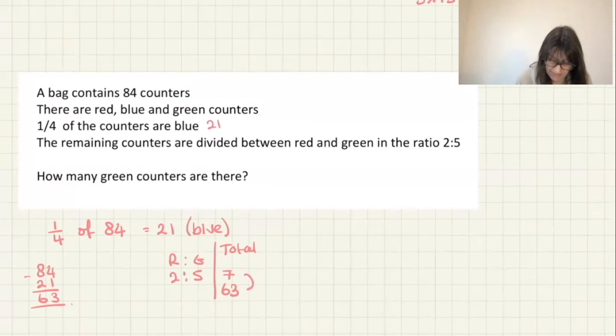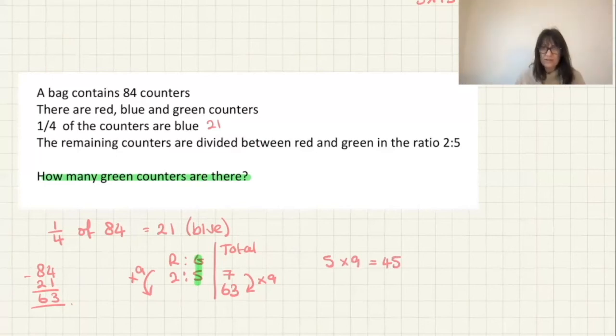So how many 7s are in 63? What do I times 7 by to make 63? Something along those lines so that I can see how they're connected. And then I do the same on this side. So I will be timesing by 9. The question itself says how many green counters are there. So I'm really only worried about that column there. So to finish it off, it's 5 times 9. What happened to my 5? There it is. 5 times 9, which is equal to 45. So there are 45 green counters.